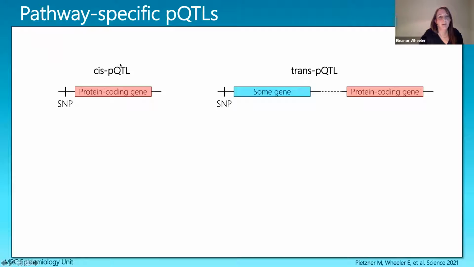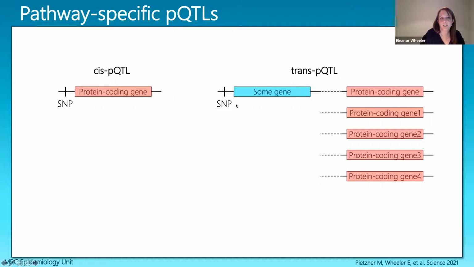And so where we have a cis pQTL, we have a SNP that's in or near the protein encoding gene. And so we can sort of understand the biology behind that, or at least we hope we can. And then we have a trans pQTL where we have a SNP that's near some other gene that's far away from the protein encoding gene.